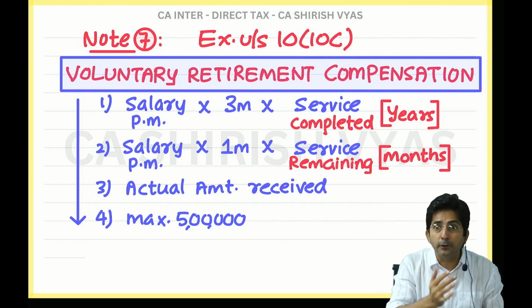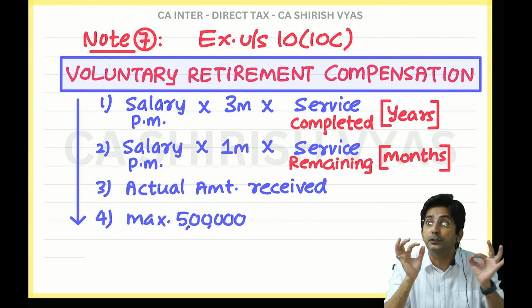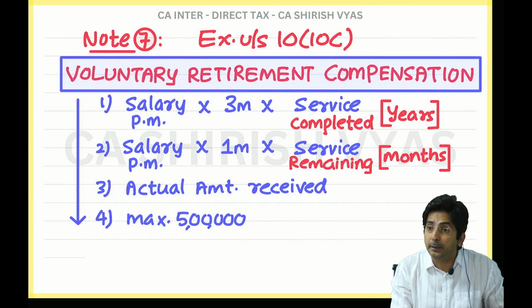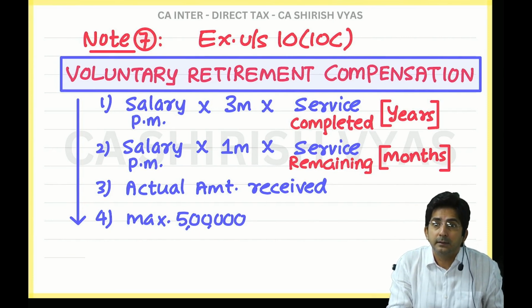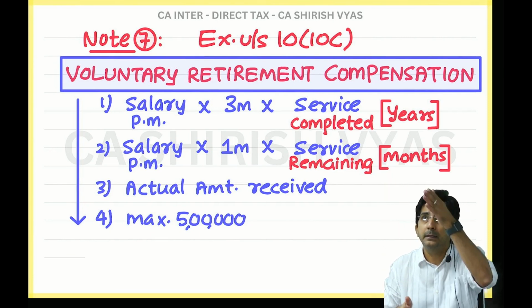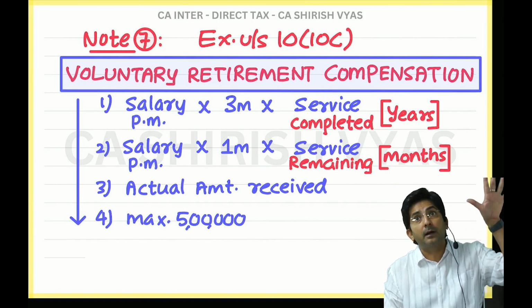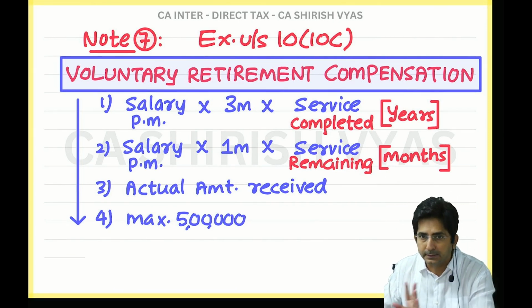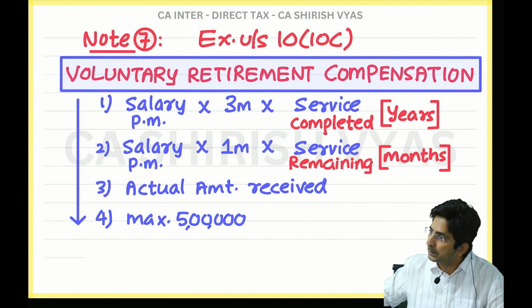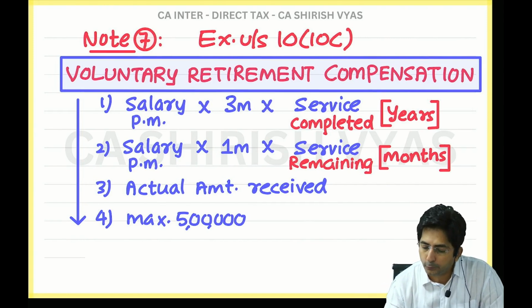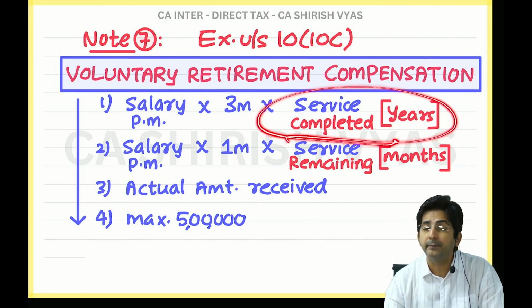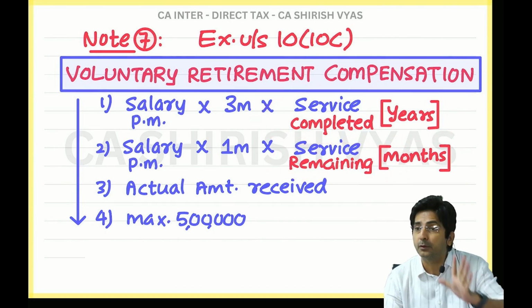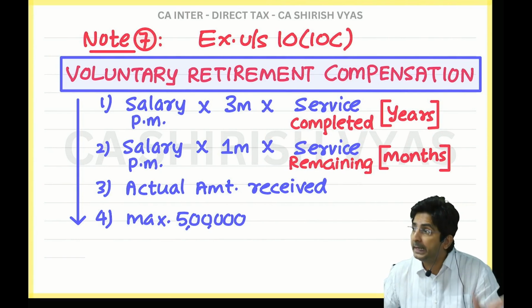In the first amount you have to see completed, and that also in years. In the second amount you have to see remaining months. So salary, 3 months, 1 month, completed years, remaining months, and then the actual amount, 5 lakhs, whichever is less. And all the data will be supplied in the question. What data do you need? Service completed, and what is his remaining service? Everything will be given in the question. They have to supply the data.